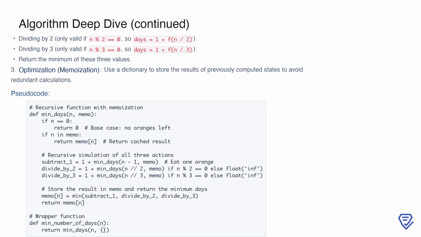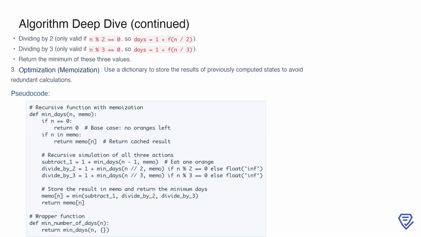When considering the possible actions, dividing by 2 or by 3 is only valid if the number n is divisible by 2 or 3, respectively. For instance, if n%2 equals 0, we calculate the result as 1 plus the minimum days for n/2. Similarly, dividing by 3 is valid only when n%3 equals 0, and we compute the result as 1 plus the minimum days for n/3. Finally, we return the minimum of these three results: subtracting 1, dividing by 2, or dividing by 3.